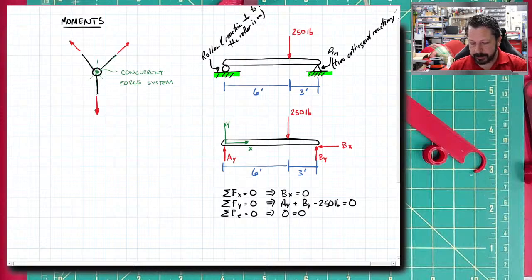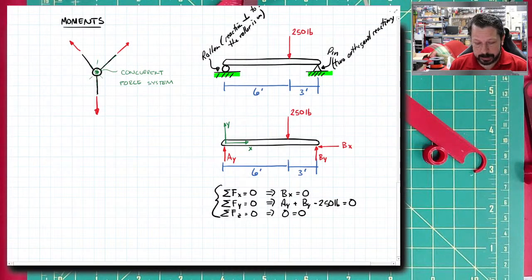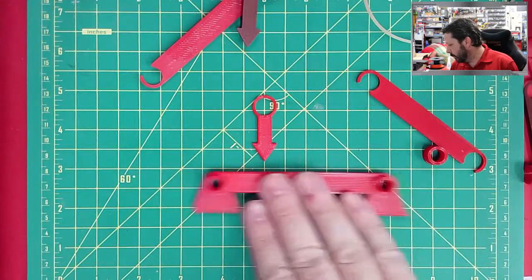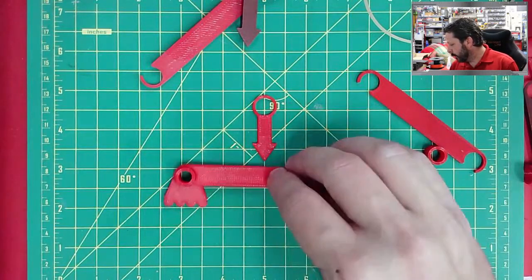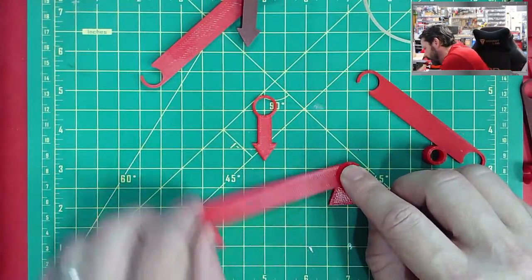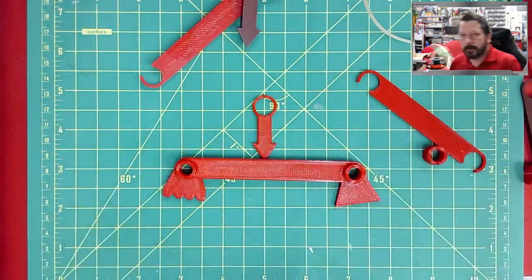So it doesn't give me enough information. These three equilibrium equations that are based on just translating don't tell me enough to let me solve for AY and BY. They let me solve for BX in this case, but not AY and BY. So I need that other equilibrium equation, and that's where the moments come in. So not only do I know that this beam is not moving in X, it's not moving in Y, and it's not moving in Z, I also know that it's not rotating about any point. It's not doing something like this. And that's what the moments are telling me.